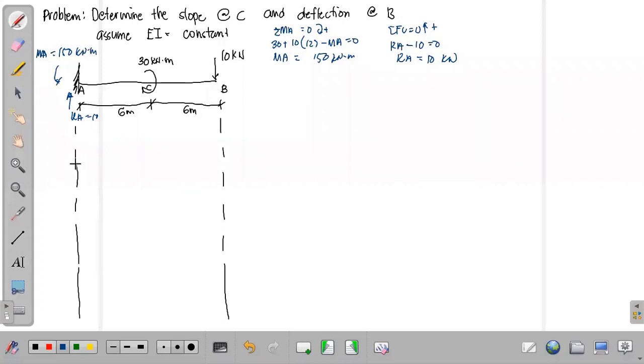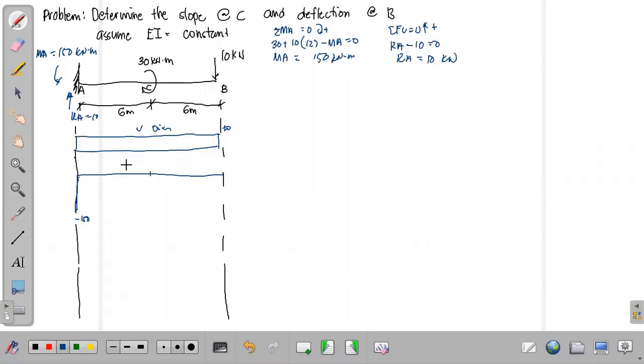Okay, so drawing our shear diagram. For our shear diagram, the reaction at A is 10, and we have no load, so it is a straight line. And then at B, we have a downward 10. So that is our shear diagram. For our moment diagram, at point A, we have a moment of 150, so we go down by 150, and then proceed to point C.